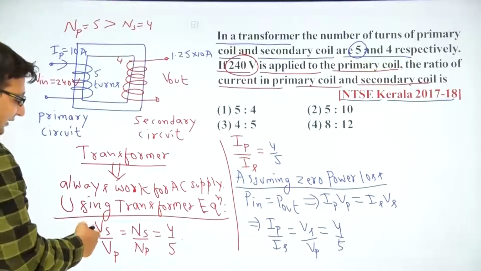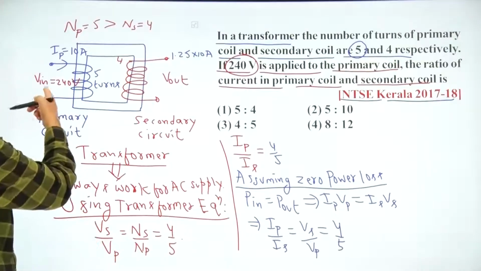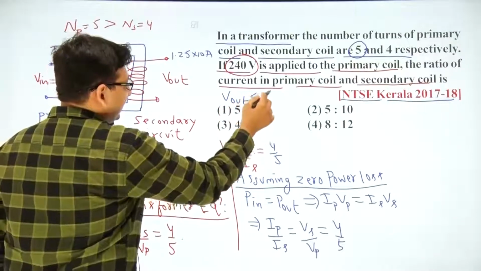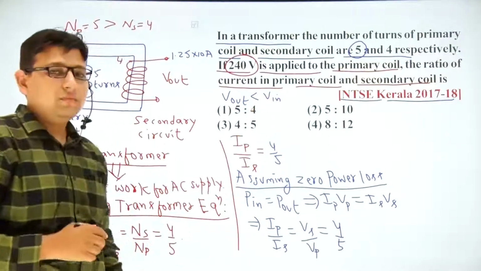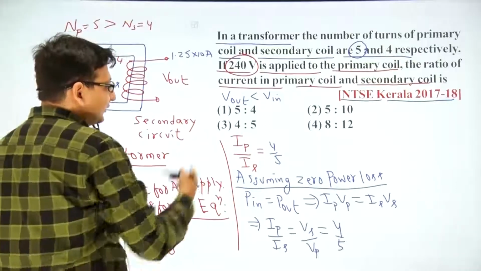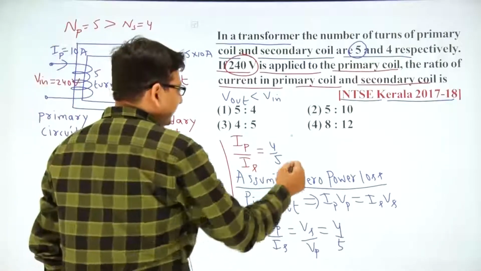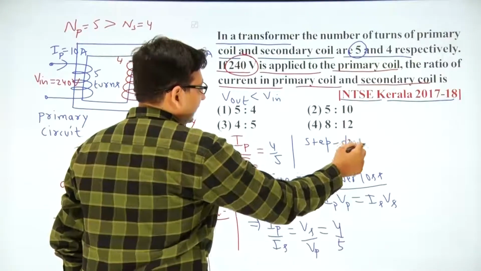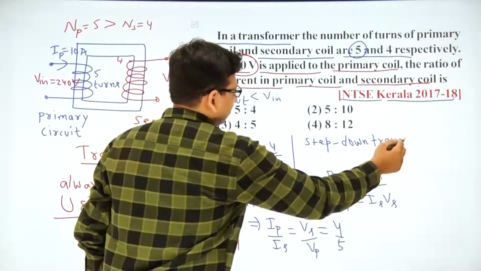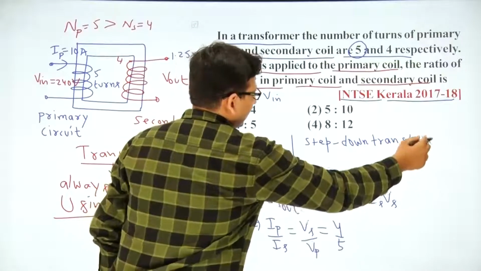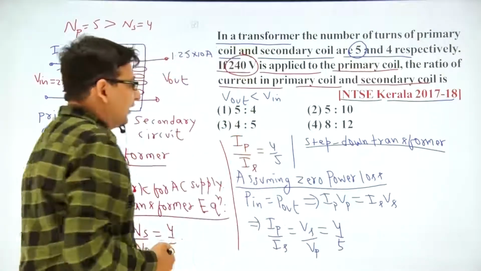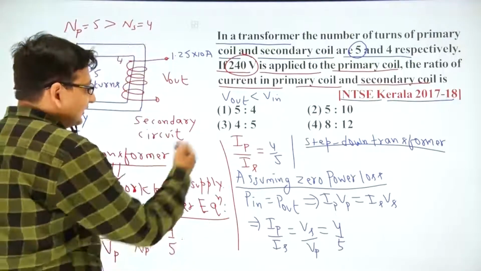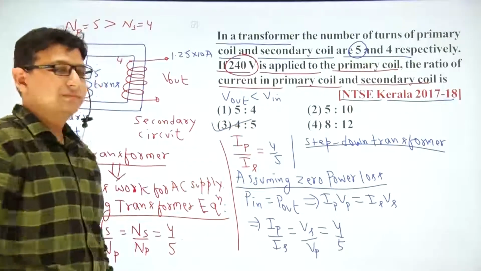If you check voltage, the secondary voltage is smaller than the primary voltage. We are getting output voltage less than input voltage. Such a type of transformer is called a step down transformer. So this problem is based on a step down transformer. This is the type of transformer where we get output voltage less than input voltage. Correct answer is option 3.